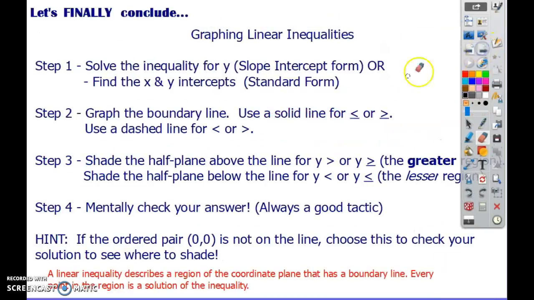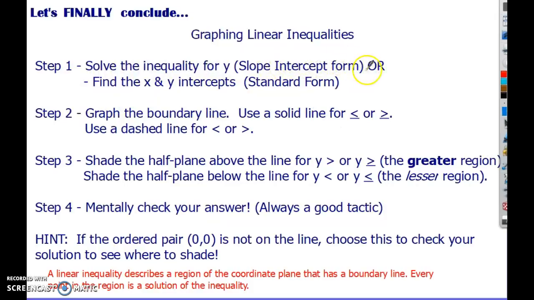Let's get into it. Here are some hints. Step 1, solve the inequality for y. It must be in slope-intercept form in order to use what I just showed you. I'm going to get into this tomorrow, so you're not going to have to worry about that today. Graph the boundary line. Use a solid line for greater than or equal to and less than or equal to. Use a dashed line for less than and greater than. Shade the half plane above the line for y is greater than or equal to, the greater region. Shade the half plane below the line for y is less than and y is less than or equal to, the lesser region. You can mentally check your answer, and I'll go through this part, the hint, tomorrow.